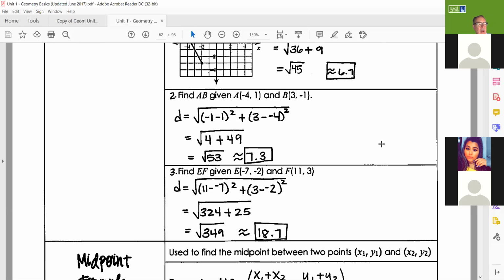Because if you remember from algebra, probably algebra 2, you start getting into imaginary numbers. And thankfully in geometry, we don't have to deal with that because we're dealing with actual shapes, not imaginary shapes or imaginary numbers.